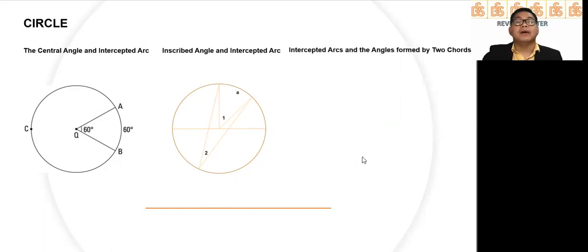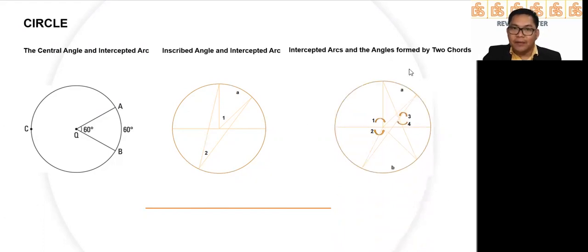You also learned about intercepted arcs and the angles formed by two chords. So here, arcs A and B in relation to angles 3 and 4. If A is 30 and B is 40, all you have to do is add 30 plus 40, which is 70, divided by 2, that is 35, which is the measurement of either angle 3 or angle 4.